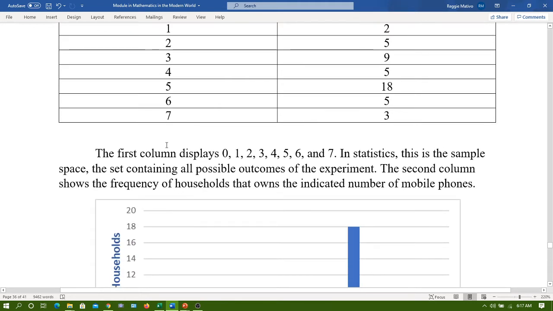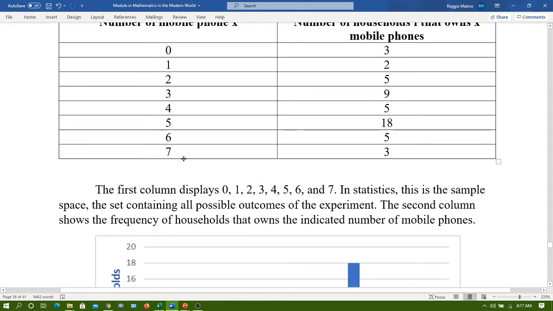So the first column displays 0 to 7. In statistics, this is the sample space, the set containing all possible outcomes of the experiment. Remember probability, the sample space, event, and many things. So they are events, and as a whole, they are called sample space. The list of all possible outcomes is just 0 to 7 because no household has more than 7 cell phones.